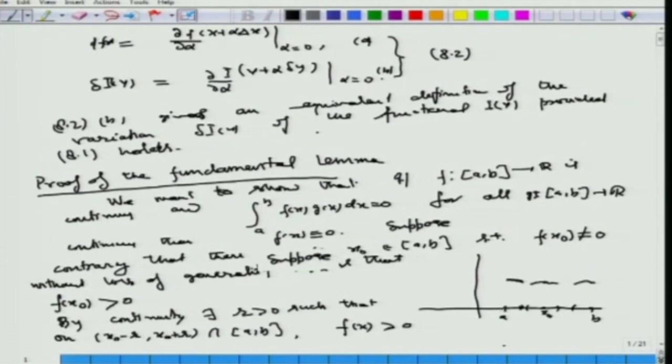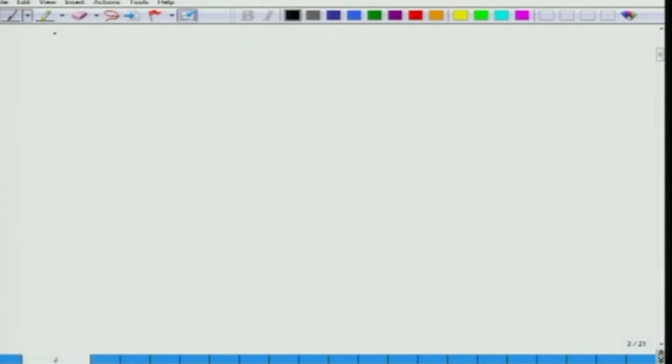But if x 0 is the left end point, then only the right side of that will come within the intersection, or if x 0 is the right end point, that is b, then you will have only the left side of this interval coming in the intersection. So, that way we have a neighborhood around either this end point, or if x 0 is an interior point then like this, and if x 0 is the right end point b, then we have this interval around it, which we can denote.